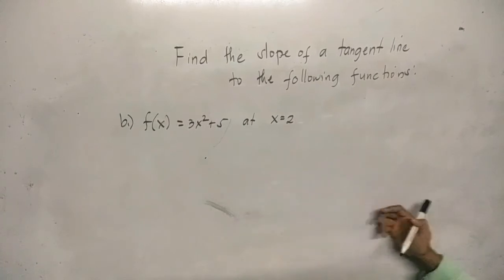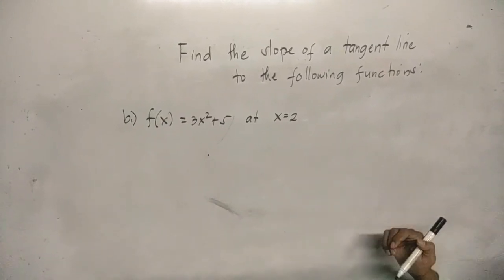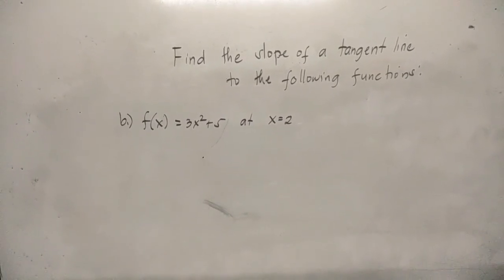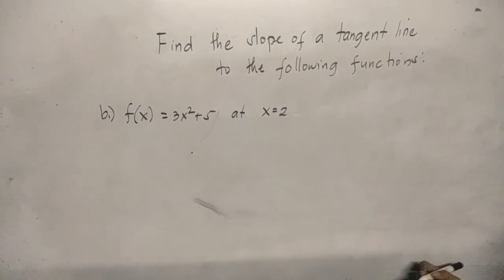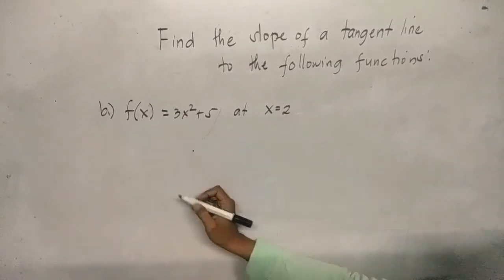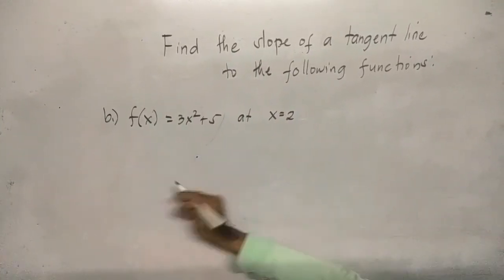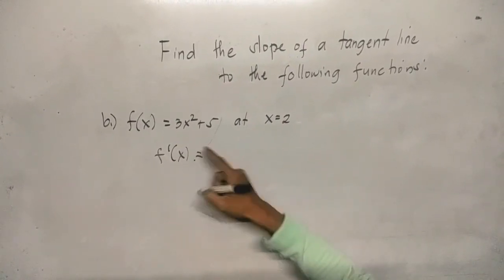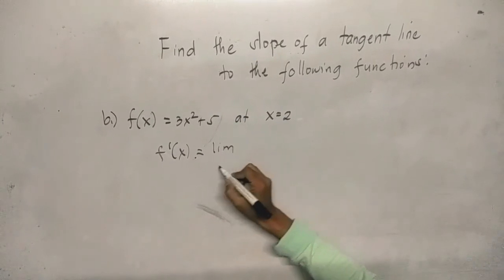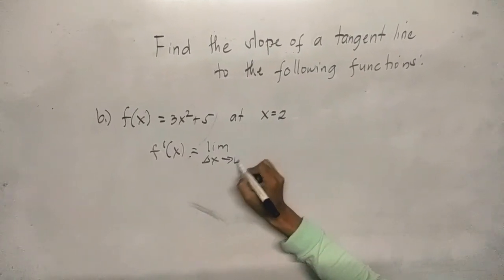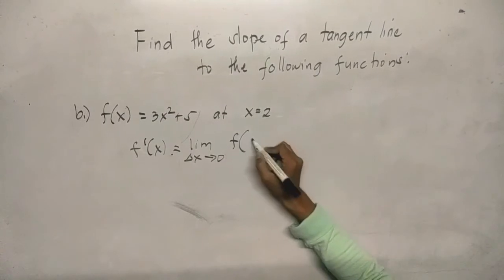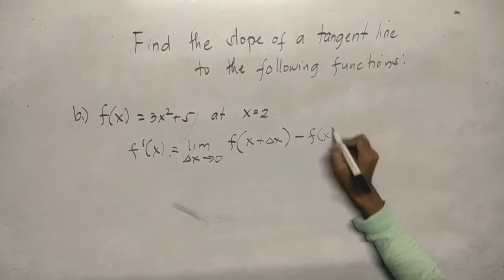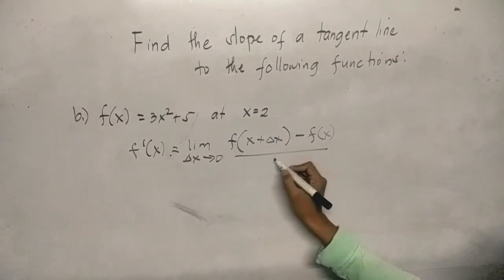Okay? So, mahaba lang siya, masyado. Okay, so next, we're gonna find the slope of the function or tangent line to the function f of x is equal to 3x squared plus 5 at x is equal to 2. So, using limit, f prime of x is equal to the limit as delta x approaches 0, f of x plus delta x minus f of x all over delta x.